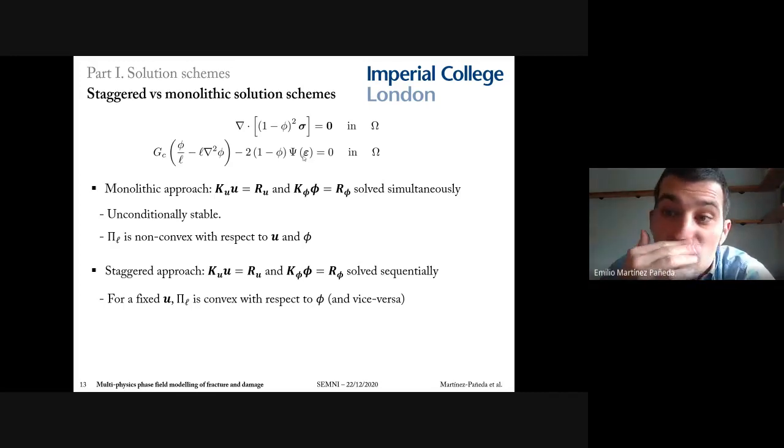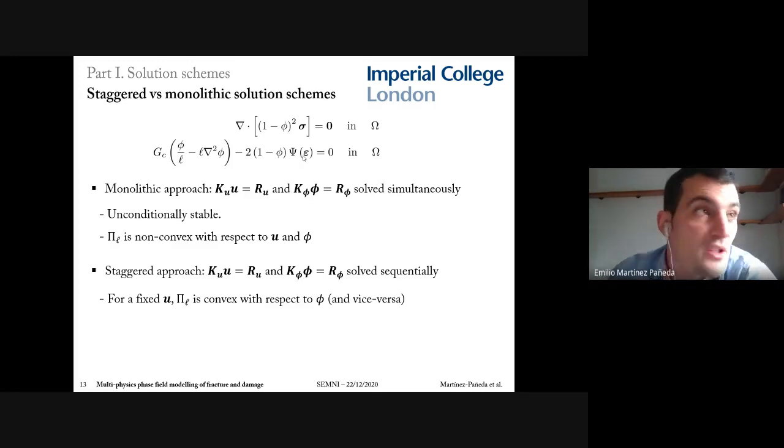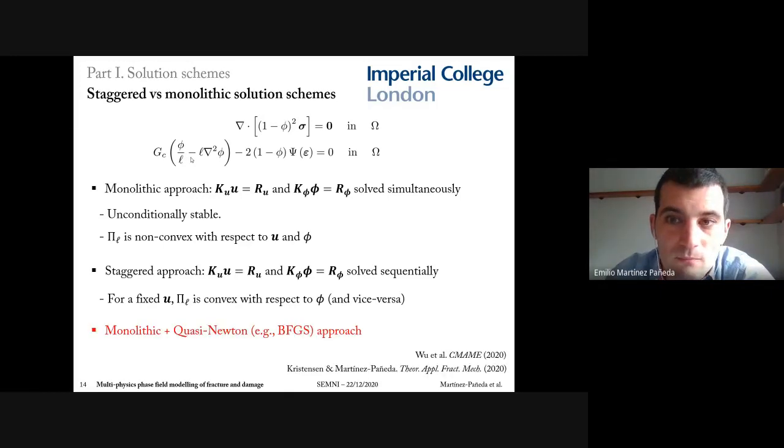Another approach is to use a staggered solution scheme by which both systems of equations are solved sequentially. First, we get a solution for the displacement problem, and then with the resulting strain energy density, we compute a solution for the phase field. This is very robust, but the solution can be sensitive to the time increment used.